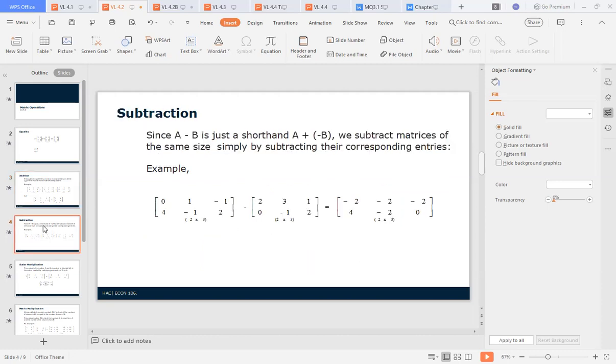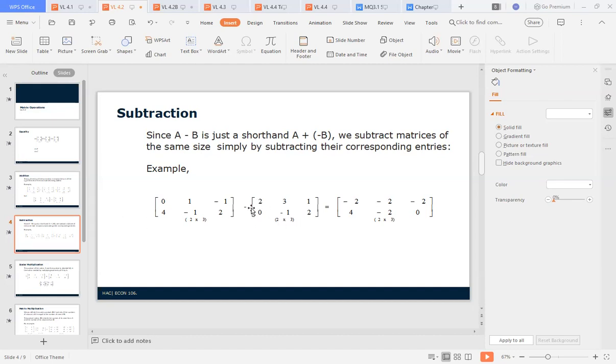For subtraction, class, the operation A minus B can be similarly defined if and only if A and B also have the same dimension. Let's look at the examples here. This matrix, the dimension is a 2 by 3. In this matrix, the dimension is a 2 by 3 as well. So we can perform subtraction on these two matrices, again, because they have the same dimension.